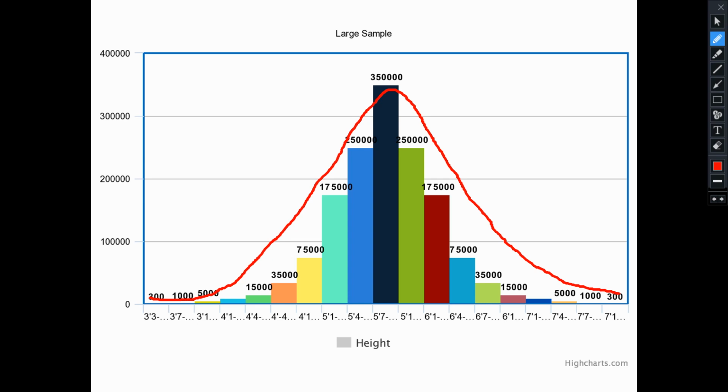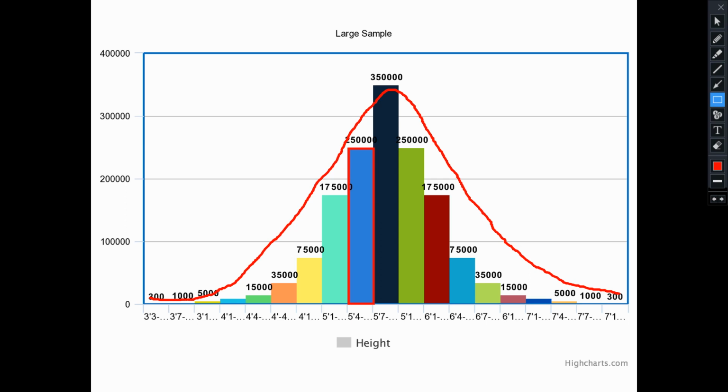Now, the important thing to note here is if I were to ask you to find out the probability of finding people who are between 5 feet 4 inches and 5 feet 7 inches, it's going to be very, very simple for you. How would you do it?